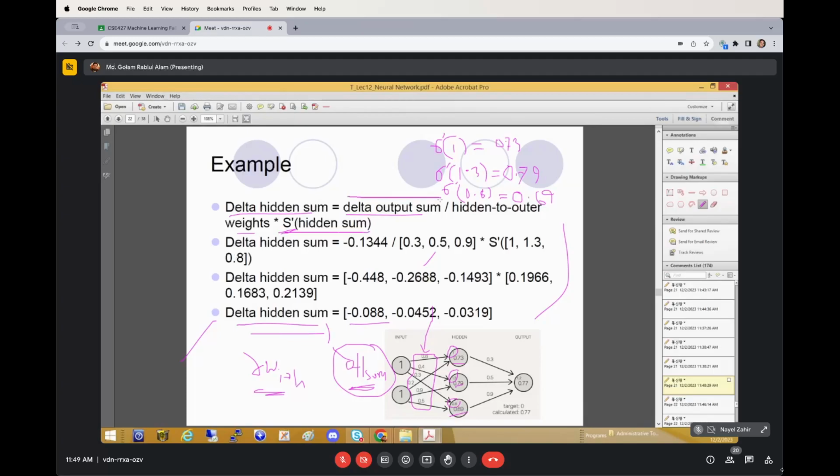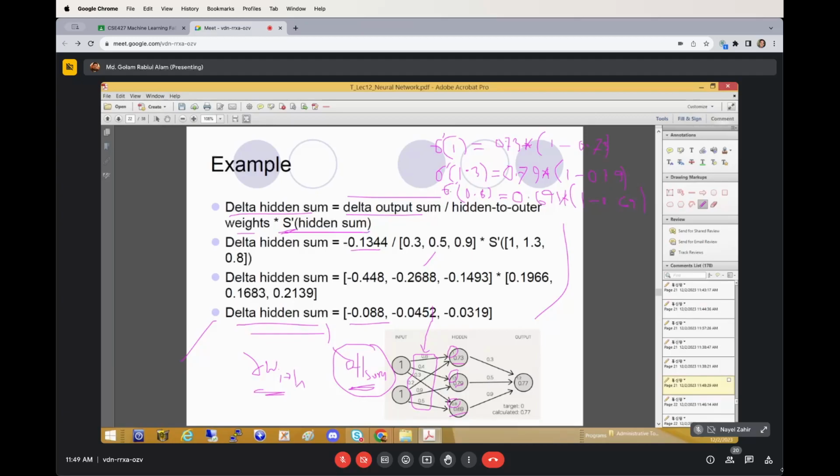So now, delta output sum, we already know the delta output sum and also the sigmoid. So here the sigmoid of 1, sigmoid of 1.3, sigmoid of 0.8. So the sigmoid of 1 is what? Sigmoid of 1 is 0.73 times 1 minus 0.73. So we will get the sigmoid value, and then for sigmoid of 1.3, it will be 0.79 times 1 minus 0.79, and for 0.8 it is this value times 1 minus 0.69.